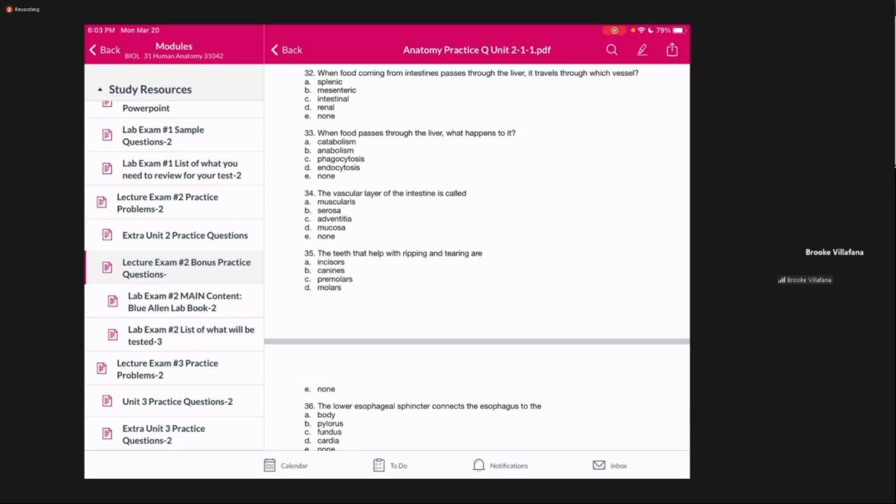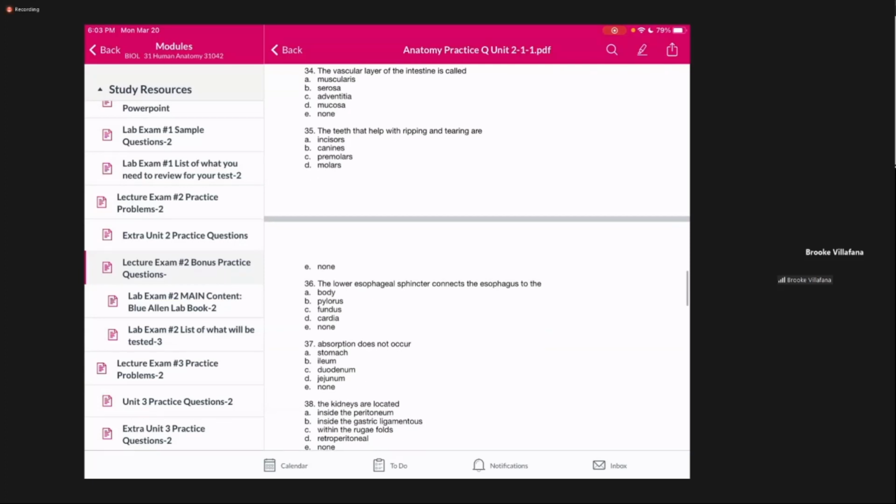Question 33, when food passes through the liver, what happens to it? So what happens to food in the liver? Anabolism, right? The liver builds back up those nutrients, those little digested particles that were coming from the intestines.